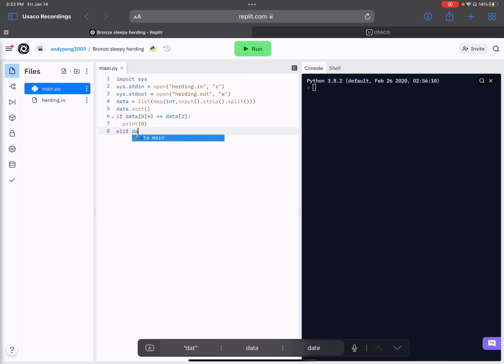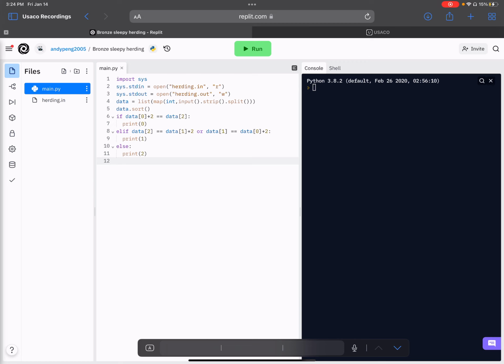Else if, alright, next, how do we get one minimum move? Well, that means there has to be a gap of 1 between either of the cows. So we could either have the third cow and the second cow, or the second cow and the first cow. So we could do if data 2 is data 1 plus 2, or data 1 is data 0 plus 2, then we just print 1, and everything else we print 2. Okay, that's everything done for the minimum.